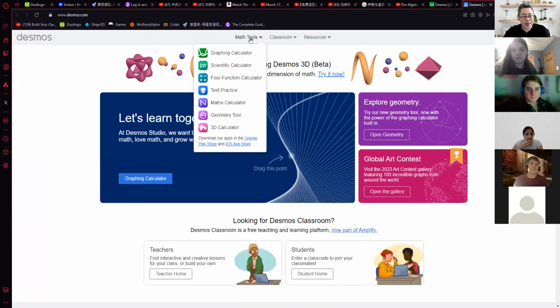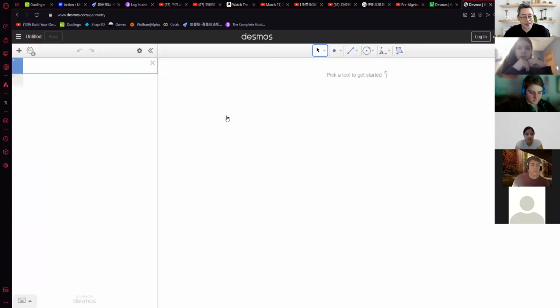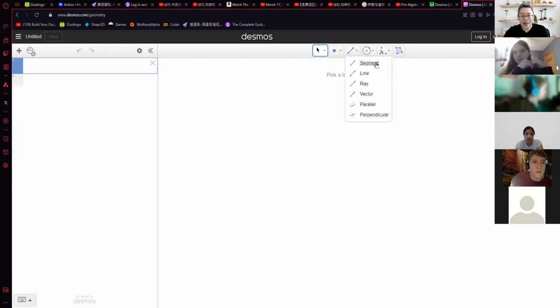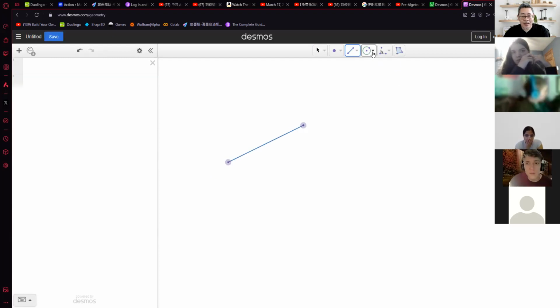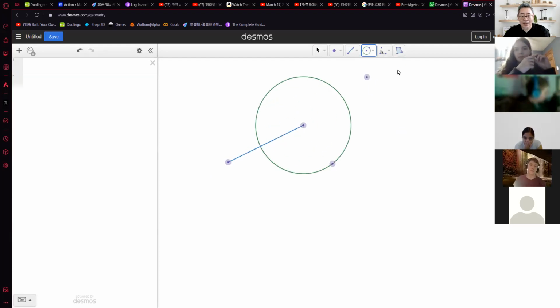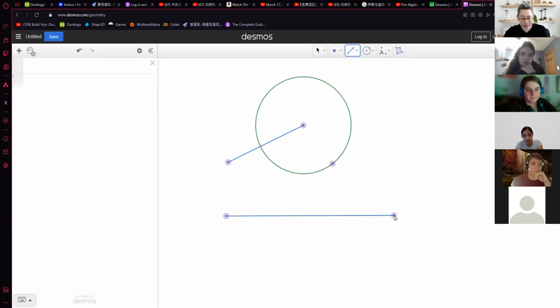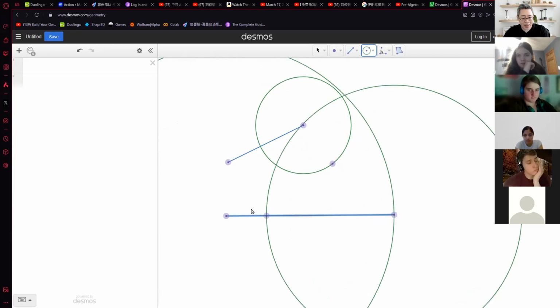This tool is actually pretty interesting if you want to learn geometry. If you want to draw a line, you pick here and draw a line. You can draw a circle: pick a point as a center. This is a very good tool if you want to learn geometry, because you can ask, how do we bisect a line segment? The way we bisect a line segment is to draw a circle here, and then draw a circle from the other side.